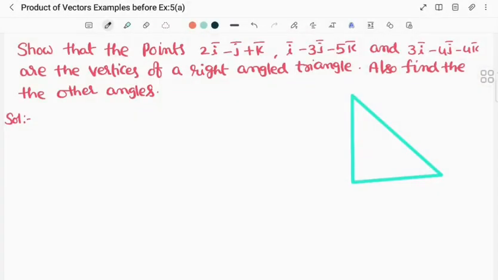The next question, show that the points 2i minus j plus k, i minus 3j minus 5k and 3i minus 4j minus 4k are the vertices of a right angle triangle. We need to calculate, the points are given. So here let us consider given points.